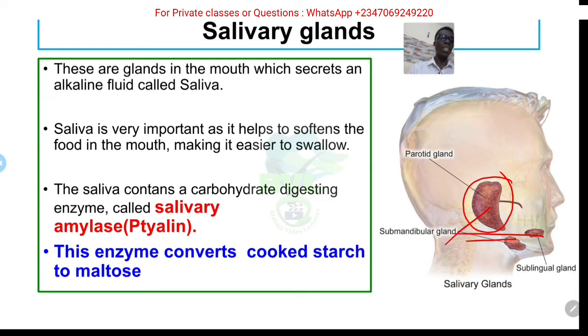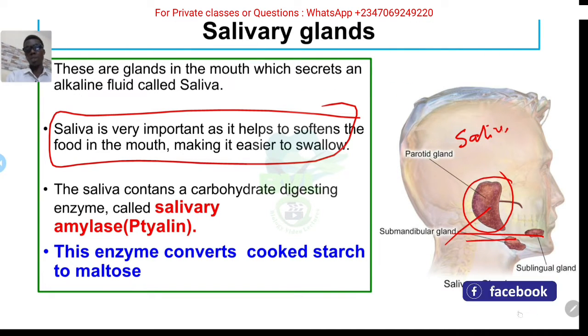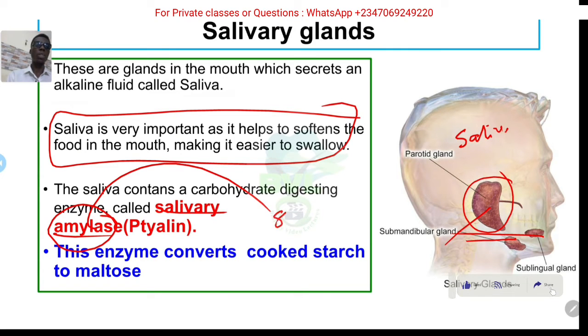These are different salivary glands. What do they do? They secrete a fluid called saliva. Now, saliva is very important. Why? Because it makes the food soften when you are eating, when you're chewing. So when you chew the food, it makes it easier for you to swallow. Now, much more than that, it contains what we call salivary amylase. Amylase is an enzyme that works on starch. It's a type of carbohydrate digestion enzyme. What does it do? It converts cooked starch into maltose.